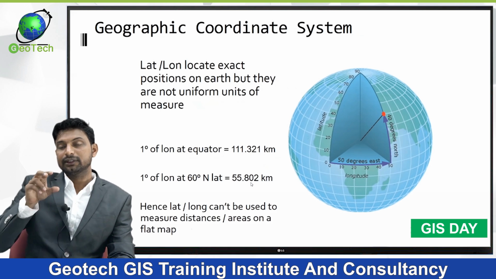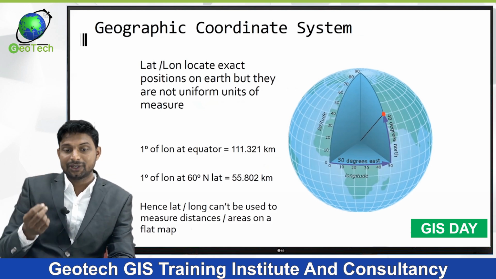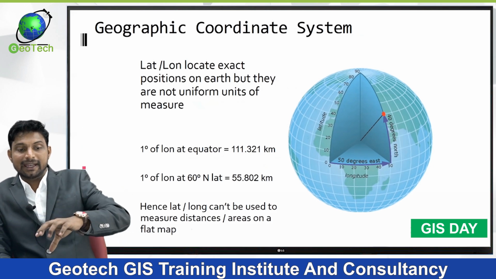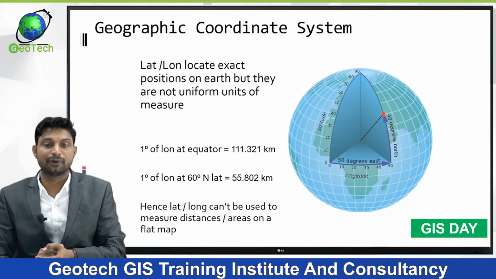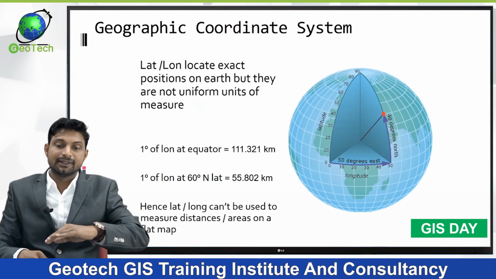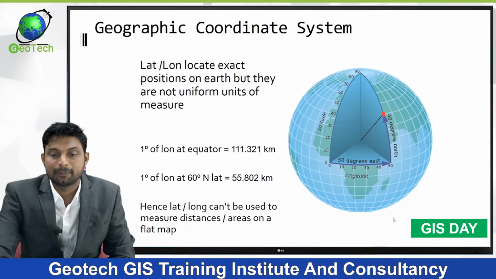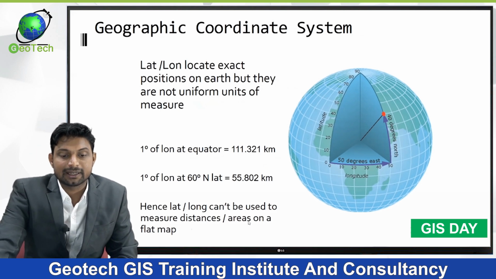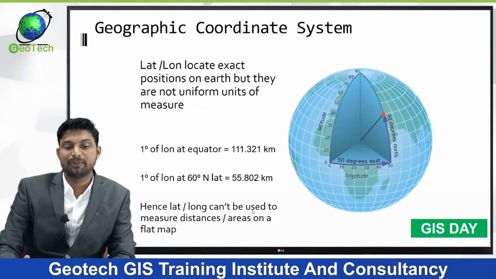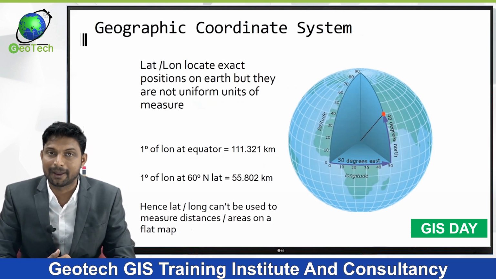It means the length of a degree changes: 1 degree at the equator will not be the same as 1 degree at the pole, because we know that the earth is not flat. At the equator 1 degree will be more, but at the pole that 1 degree will be less. So hence lat and long cannot be used to measure distance or area on a flat map.